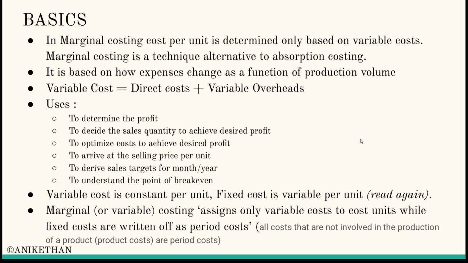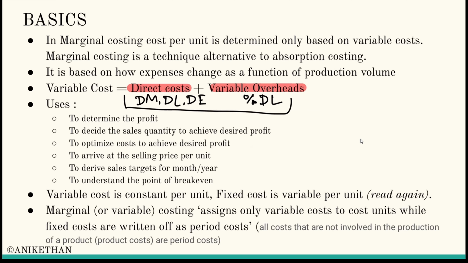It is basically a type of cost accounting technique which mainly focuses on variable costs. So what are the variable costs? They are all direct costs and variable overhead. In the question they can give direct material or direct labor, direct expense, and variable overhead is expressed as a percentage of direct labor cost. So in calculating the contribution, which is the major thing in marginal costing, these variable costs are used.